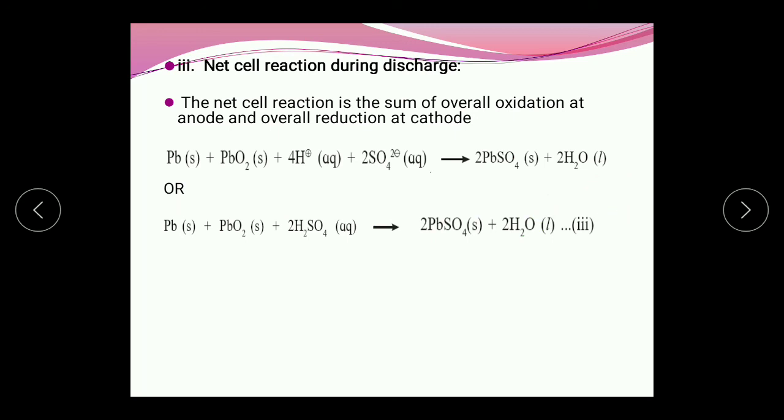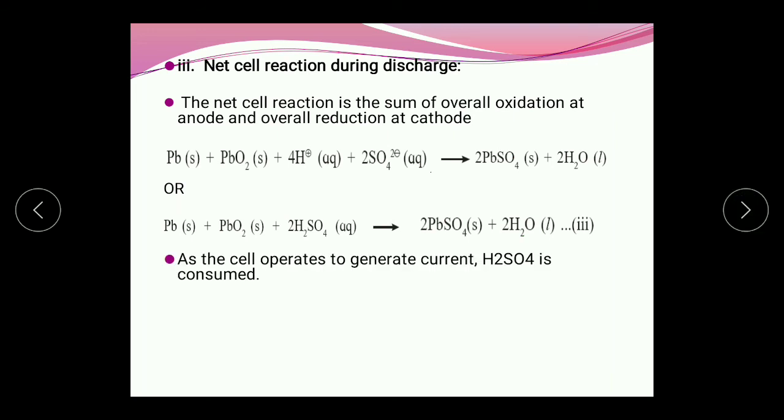And 4H plus and 2SO4 minus 2, if you combine, what happens is twice H2SO4. So this can be written like this: left side Pb plus PbO2 plus twice H2SO4 gives twice PbSO4 plus twice H2O. That is the third reaction, or we can say that is the net reaction during discharging. Understood? If you don't understand this, then write down reaction number 1 and reaction number 2, one below another, and add them directly. You will get this reaction, then we will combine it and the net reaction will be like this.